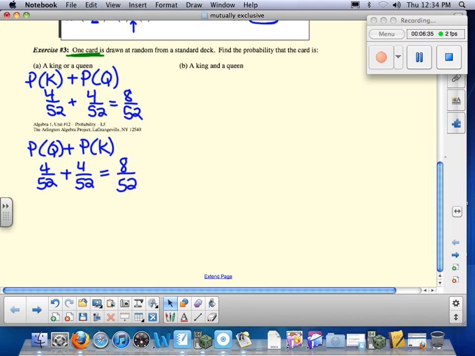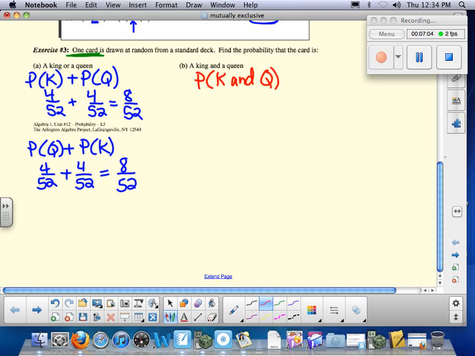Okay, so then you have two chances, and then I'm gonna reach my hand in and you get a queen or a king out, it's gonna be 8 out of 52, okay? So the order does not matter. Whether it was a king first or a queen first, I still get the same answer, okay? Just making sure we're good with that.